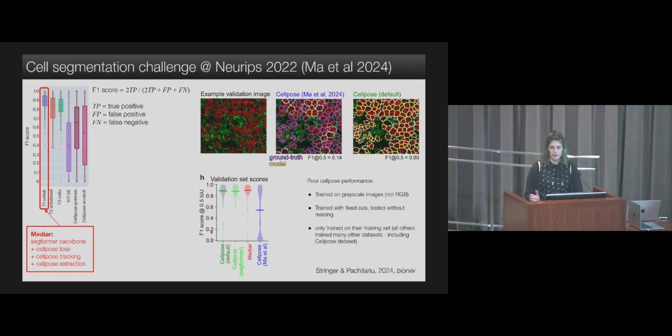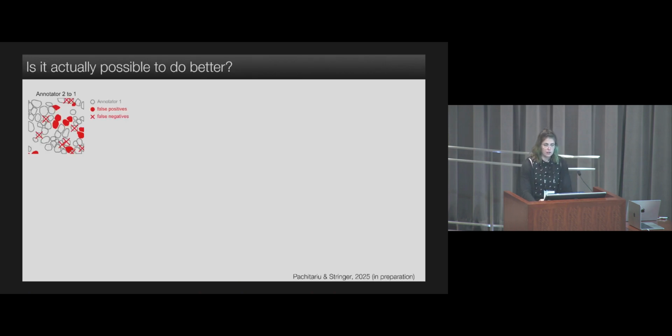You can look at the paper if you're interested in why there were these differences. But basically, this suggests maybe we're hitting this upper bound of performance with these models in terms of segmentation accuracy. And so is it actually possible to do better? One way we benchmark how well we're doing on segmentation is to look at inter-annotator consistency. Let's say you have annotator 1, which is shown in gray here, and then we look at what annotator 2 drew on the same image.